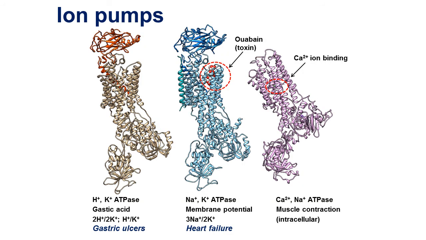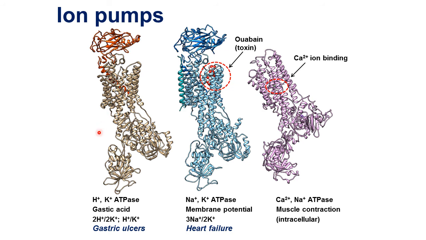Here I show the structures of three related ion pumps. These all contain a bundle of transmembrane helices and cytoplasmic domains which are involved in the hydrolysis of ATP that provide the energy for the movement of ions across the membrane.